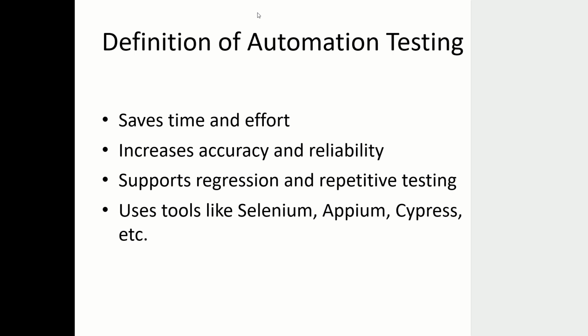So what tools are popular in the market? Popular automation tools are Selenium, Appium, Cypress, TestNG, Playwright, and Robot Framework. Tool selection is based on the application type, team expertise, project requirements, and budget. Many teams use multiple tools for comprehensive coverage. So that's all about automation testing. In the upcoming lecture, we will see the difference between automation testing and manual testing.